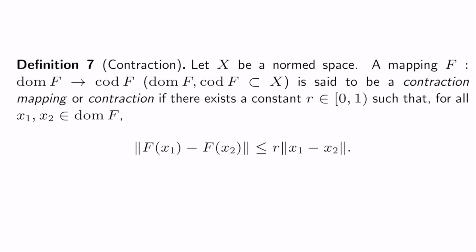So this is basically what I have explained in the example at the beginning of this video. So the distance between the original points in the domain is greater than or equal to the distance between the images of the 2 points. So that is expressed by this constant R, which is less than 1.